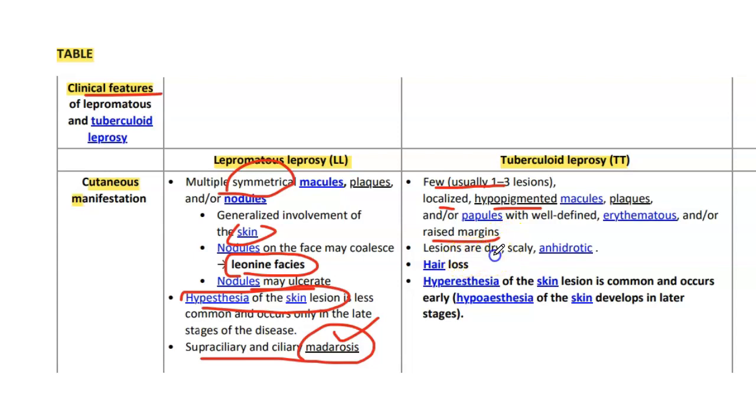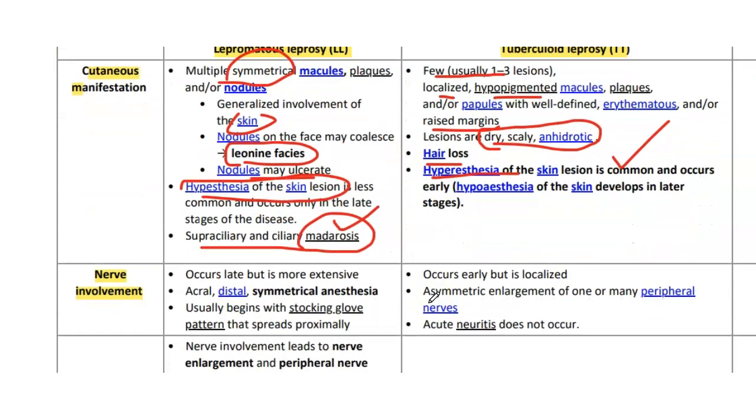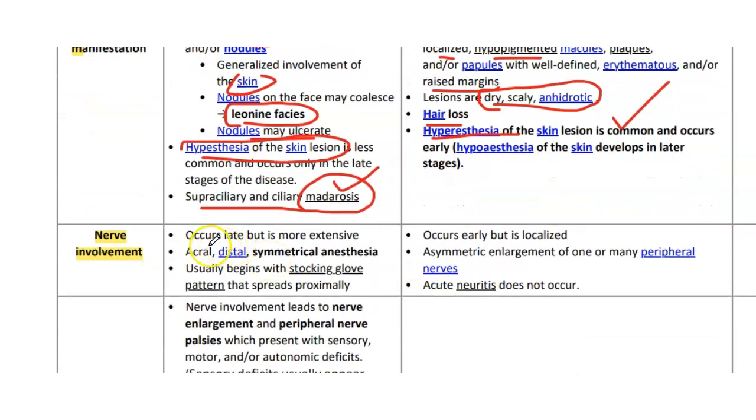Lesions are dry, scaly, and anhydrotic due to loss of sweat glands, and due to autonomic neuropathy, there will be hair loss and hyperesthesia of the skin. It is common in early stages, while later on it leads to hypoesthesia of the skin. Then we have nerve involvement, which occurs late but is more extensive, and there will be acral, distal, and symmetrical anesthesia. It usually begins with a stocking-glove pattern that spreads proximally.